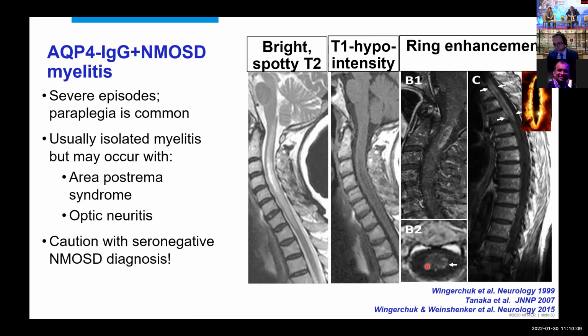And on an axial image, see this ring of enhancement. We can also see ring enhancement with MS, but it tends to distinguish well from other causes of long lesions that we'll talk about later. So you can think of this as your Eye of Sauron type picture.